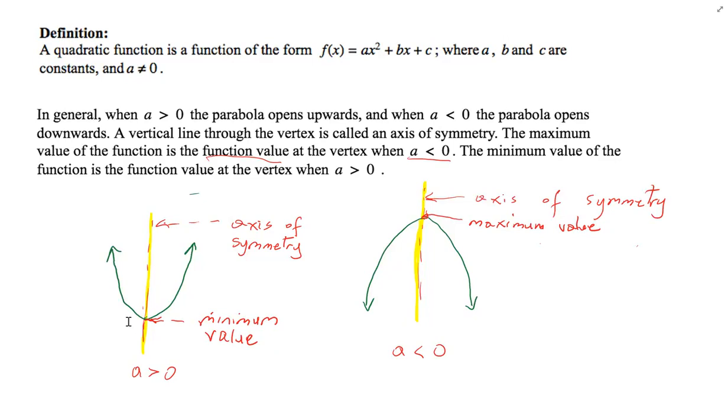In general, when a is greater than 0, the parabola opens upwards, and when a is less than 0, the parabola opens downwards. The vertical line through the vertex of the parabola is called an axis of symmetry. The maximum value of the function is the function value at the vertex when a is less than 0, and the minimum value is the function value at the vertex when a is greater than 0.